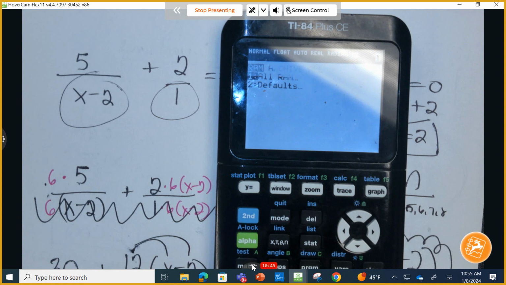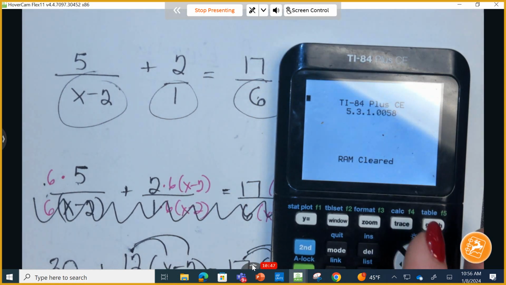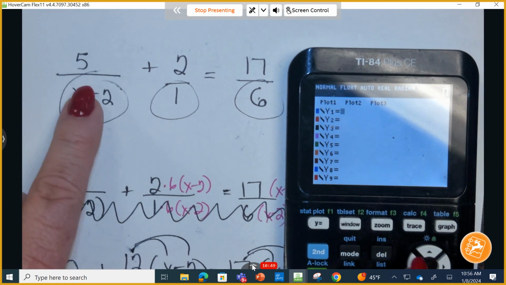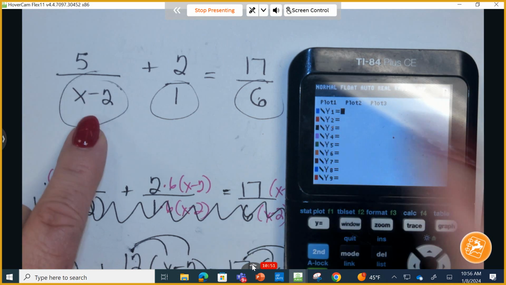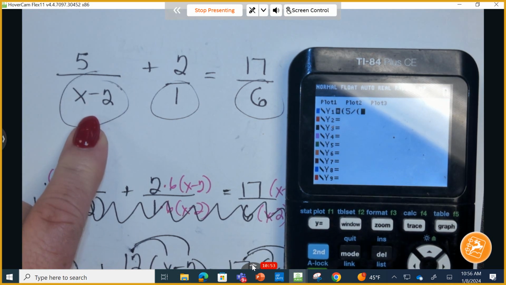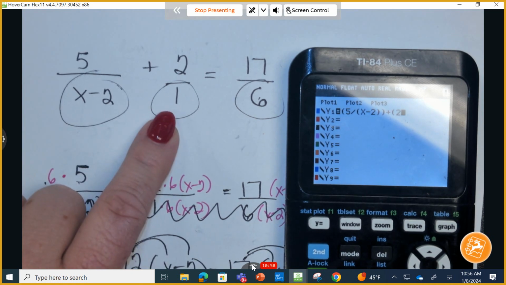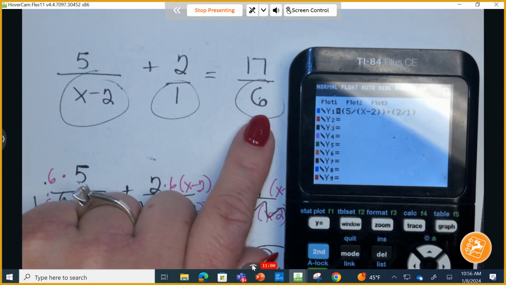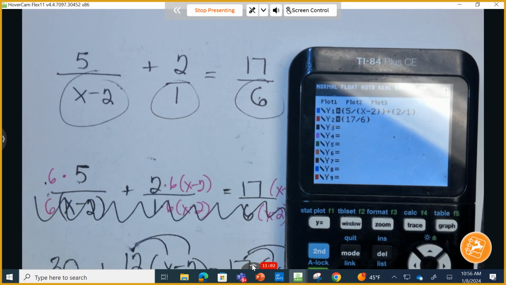Do second plus 712. In y sub 1, I have 5 divided by, I'm going to put an extra parenthesis on the bottom, plus 2 divided by 1. Y sub 2 is going to be 17 divided by 6. Then I'm going to graph it and find out where they intersect.